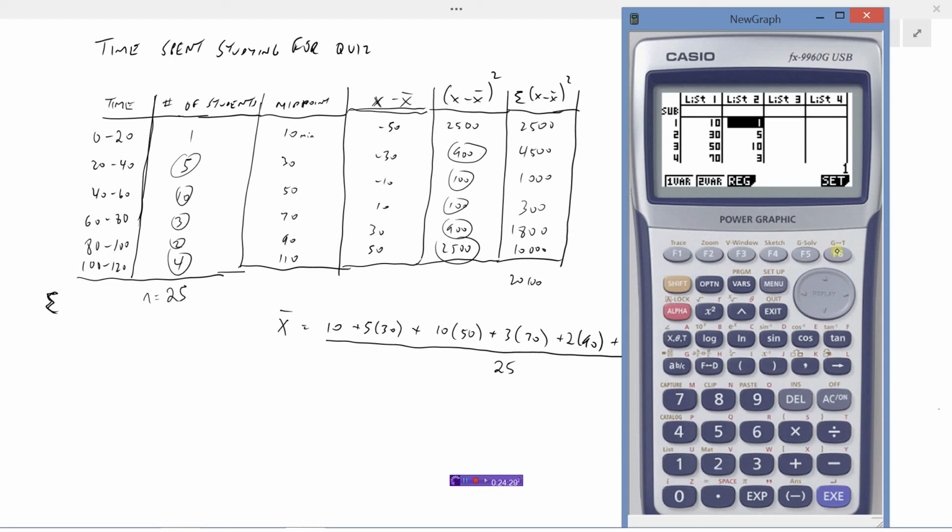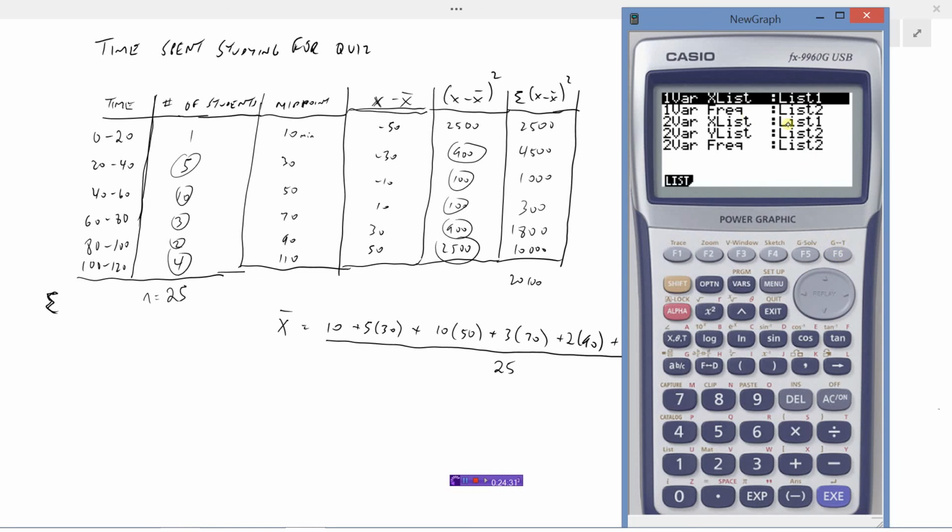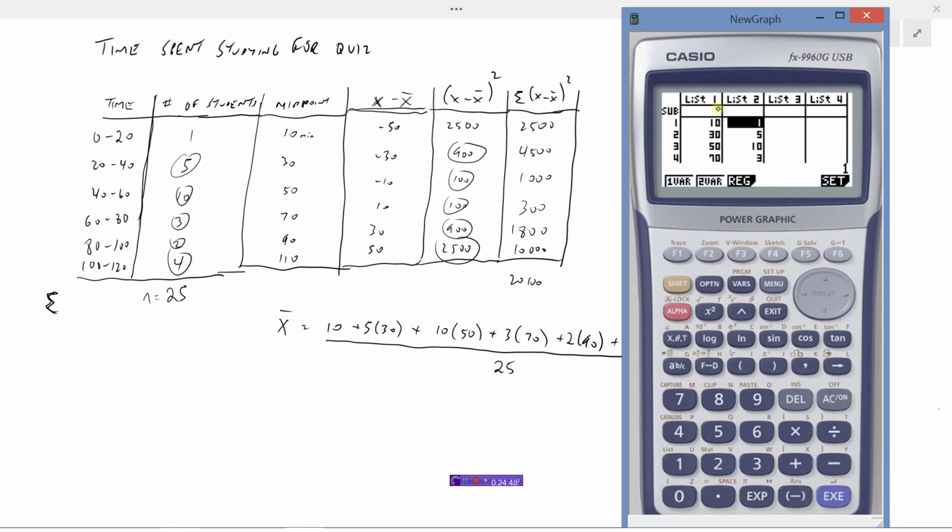So under F6, this is where you're telling the calculator where to get that information from. So it says one variable. Ignore the 2 variable stuff. We're not doing that. But one variable, it says where is the list coming from? Where is the actual data? That is in list 1. And if you go back here, see how it says list 1, list 2, list 3? So in list 1, I actually have my data points, the 10, 30, 50, 70, 90, and 110.